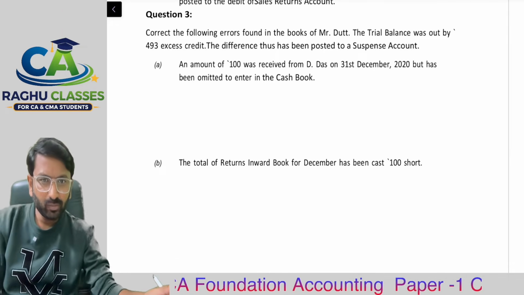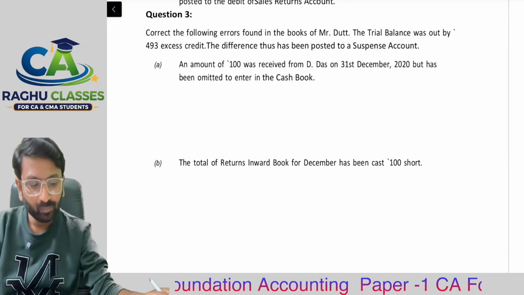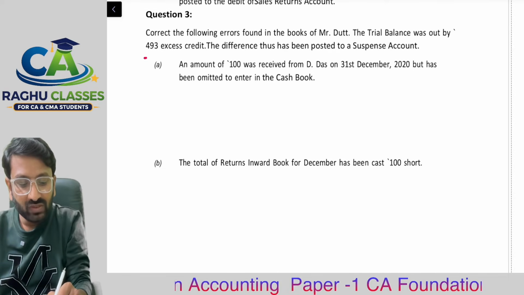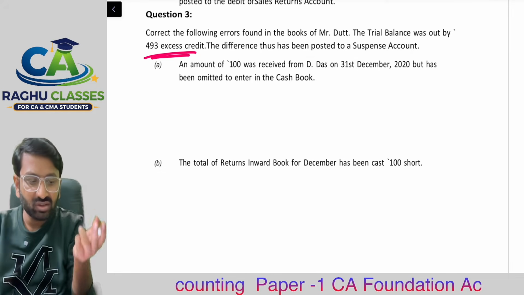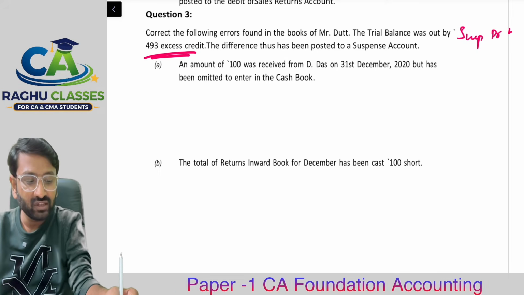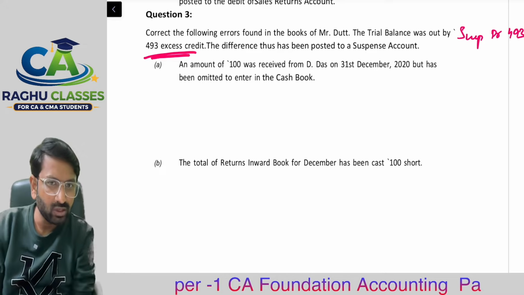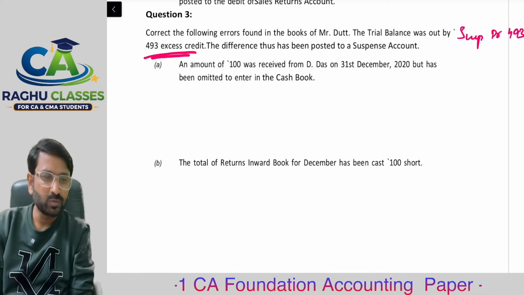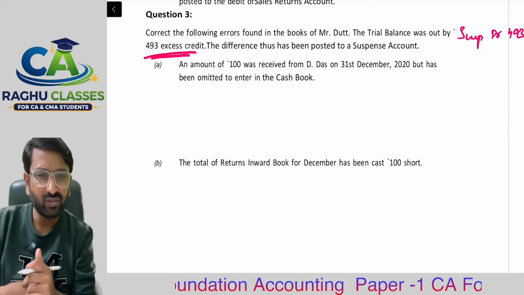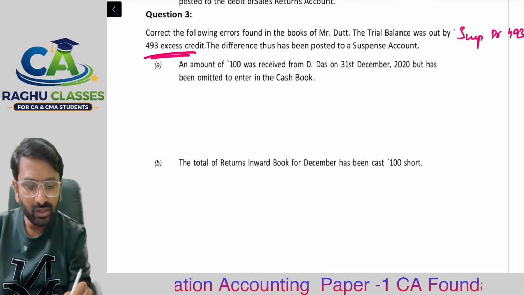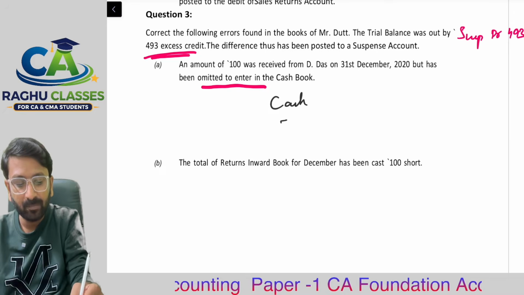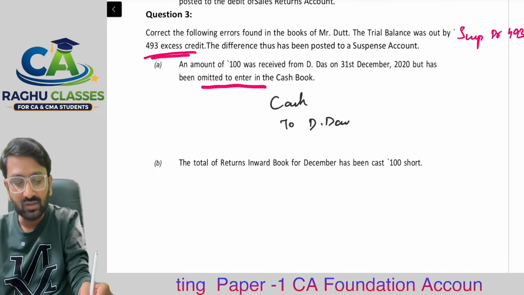Correct the following errors found in the books of Mr. Dutt. The trial balance was having a 493 excess credit. So can we say if TB is having 493 excess on the credit side, suspense account will be having a debit balance of 493, because I'll put down whichever side is lower. The difference is posted to suspense account. So 493 debit will be there. The amount of 100 received from Das on 31st December had been omitted to record. Now you record. So rectification will be straight away cash account debit to Das.